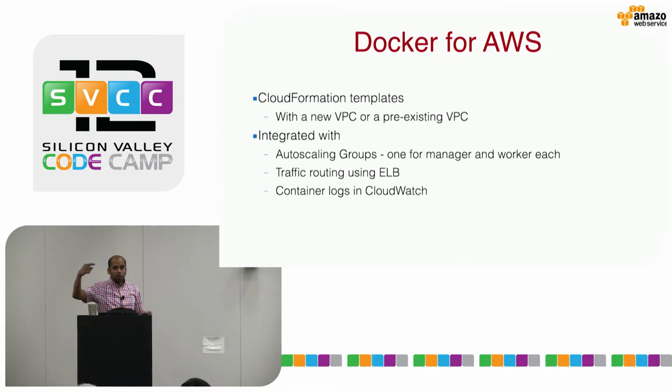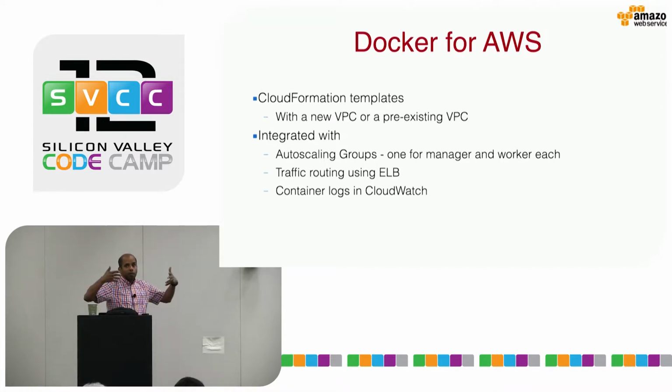So what that means is if a worker node goes down, because of the ASG, or auto-scaling group, the node will automatically come back up. The Docker for AWS CloudFormation template is already integrated with that. There's one for manager and one for worker, so there are 2 separate auto-scaling groups, and the number of nodes in each can be different. The traffic routing is done using ELB, or Elastic Load Balancer. And if you are interested in looking at the container logs, that once again is fully integrated with CloudWatch. That's sort of the language that people are used to in AWS land.